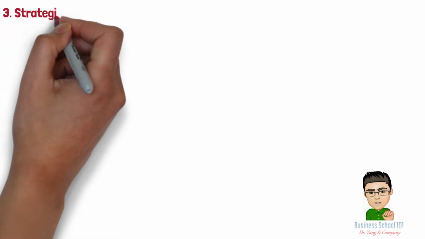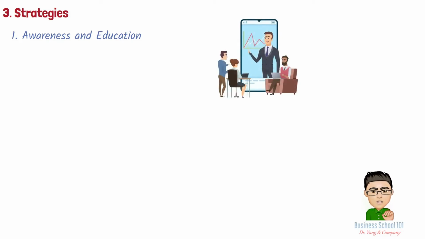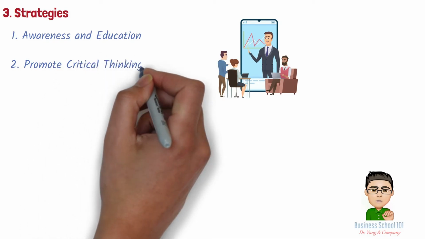Section 3. Strategies. Managing cognitive biases in the workplace is essential for making fair, objective, and effective decisions. Here are several strategies to help mitigate the impact of cognitive biases. Number 1. Awareness and education. The first step is recognizing that cognitive biases exist and can influence our thinking. Provide training and education to employees and leaders about different types of biases, their effects, and how they can be managed.